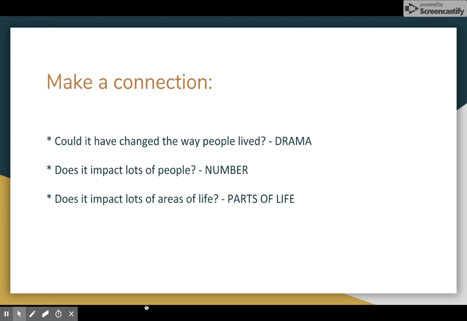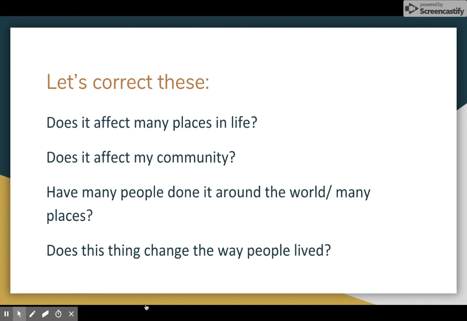So the first one, could it have changed the way people lived? That's how dramatic the change was. So like an earthquake was more dramatic than an alarm clock, right? Does it impact lots of people? That means the number of people, right? The magnitude of the event or the invention. Does it impact lots of areas of life? So does it impact lots of parts of life? Work, play, school, family, all types of life in somebody's, and all those people that are living in that area.